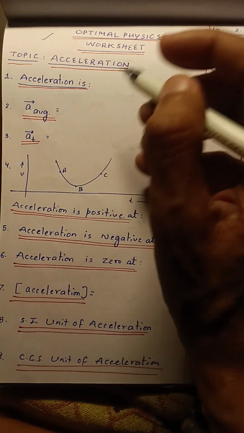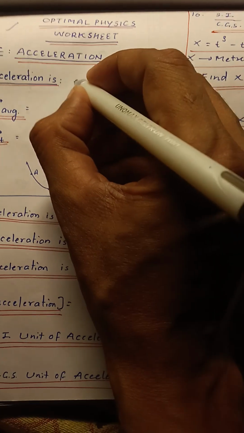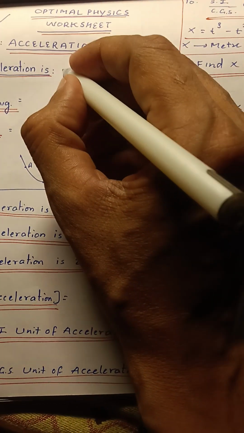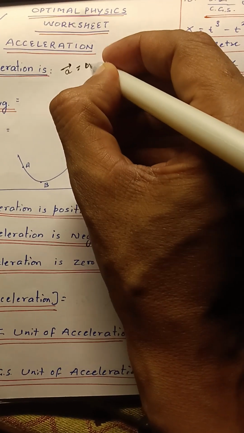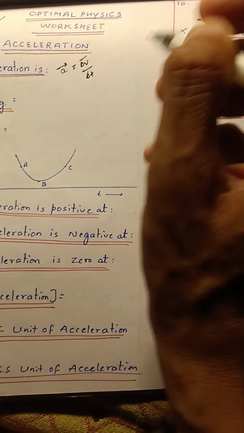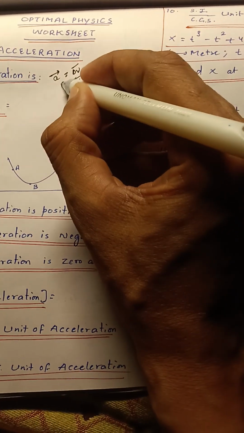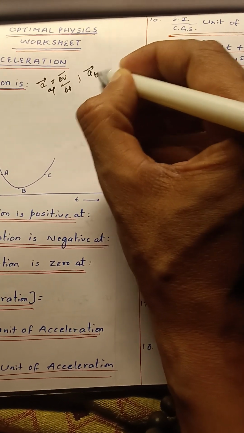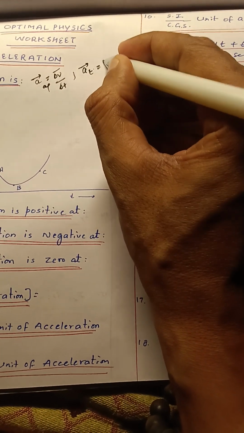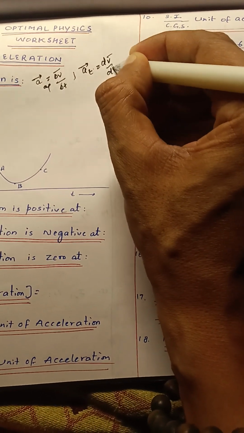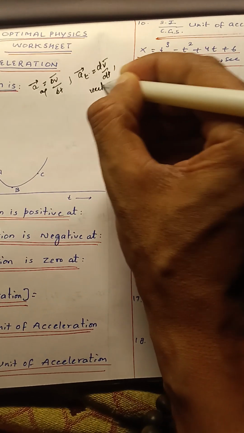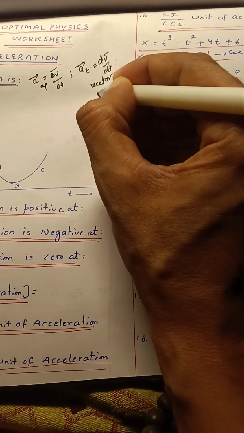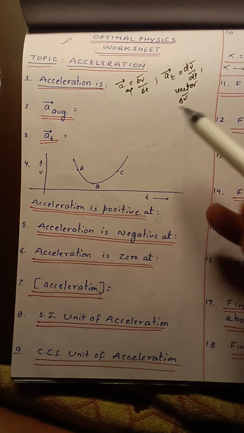So, the first question: acceleration is. Acceleration is basically change in velocity per unit time, or we can define that as average acceleration. Whereas, if we take the limit where the time interval is very small, we have instantaneous acceleration, which is dv by dt. It's a vector quantity in the direction of change in velocity. That is the analysis of acceleration.